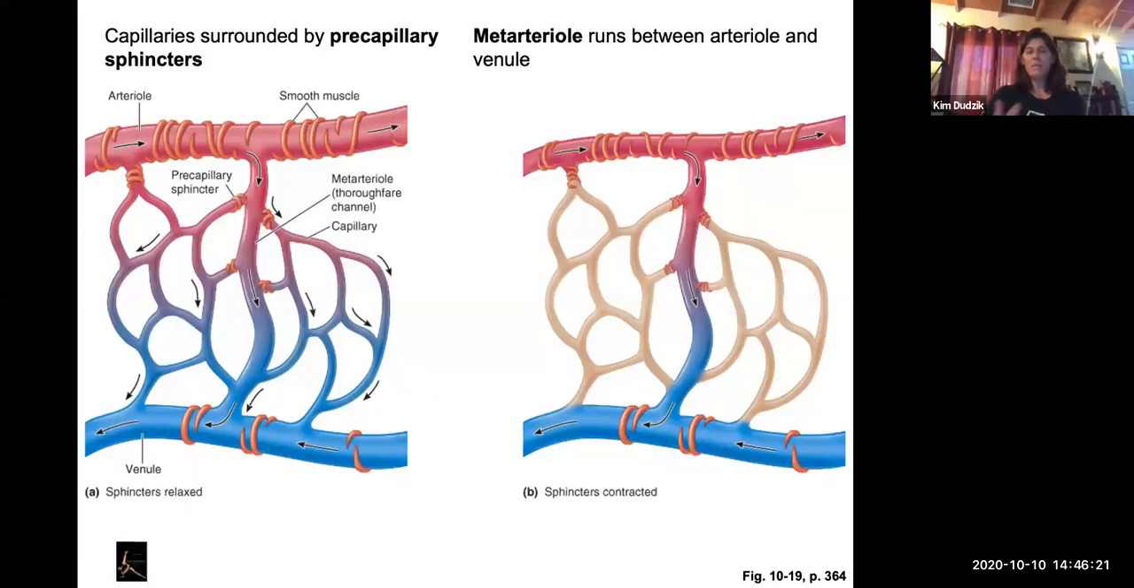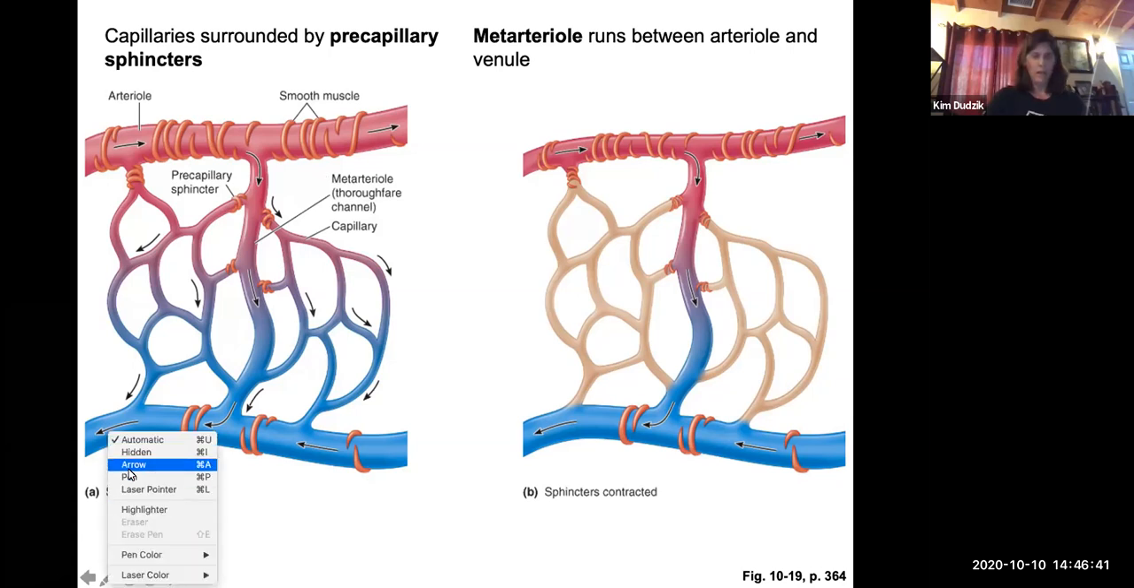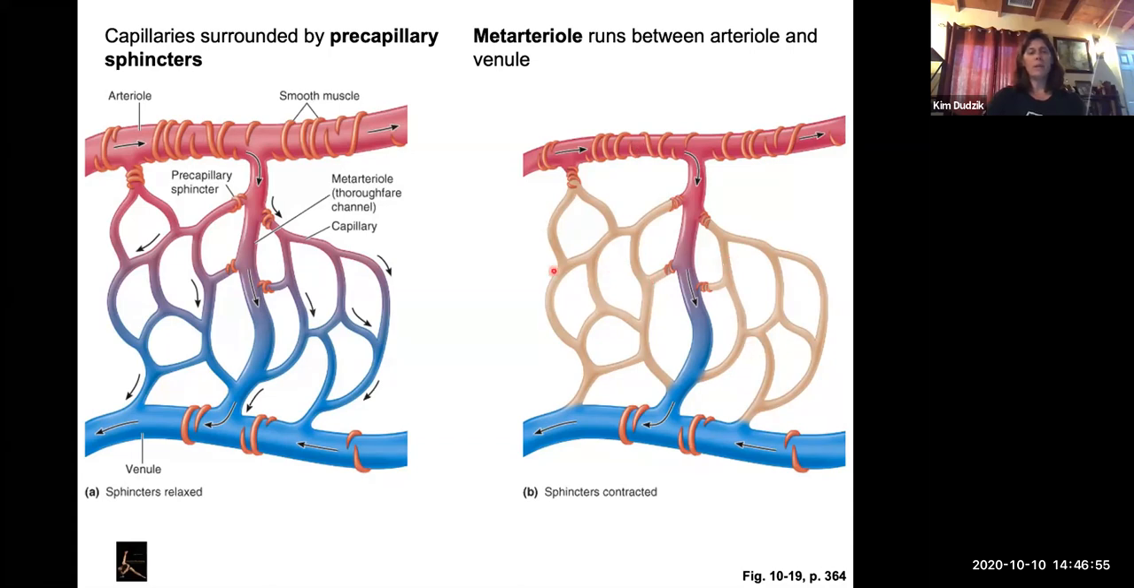Okay, everybody, welcome back to part 3 of our lecture series on blood vessels. Where we left off in part 2, we had been talking about the capillary beds. Before that, we talked about how the arterioles supply blood to our capillary beds. We said they're surrounded by smooth muscle, which can vasodilate or vasoconstrict, regulating the flow of blood through the capillaries.